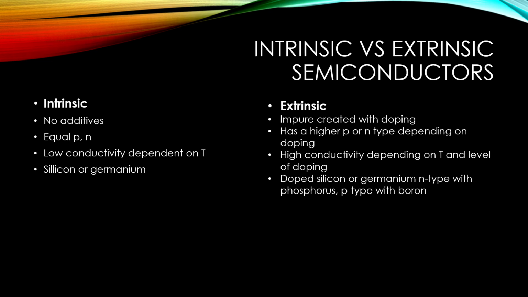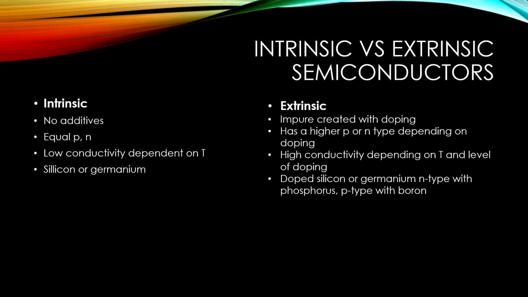Intrinsic versus extrinsic semiconductors. Intrinsic semiconductors have no additives. They have equal p-values and n-values. They generally have a low conductivity that is heavily dependent on temperature. An example of this would be pure silicon or pure germanium.